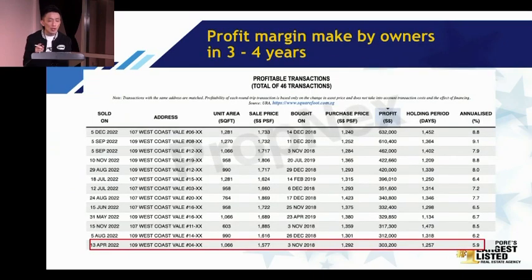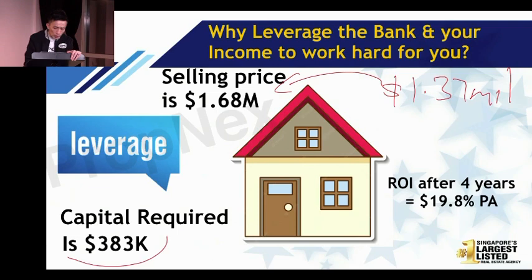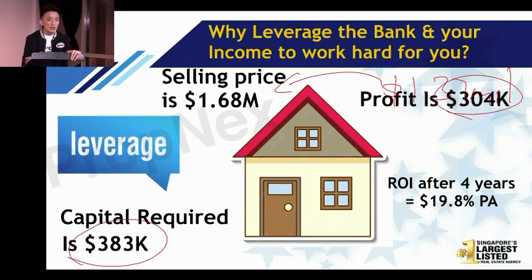Just look at this development, right? This is the one that I showed you. Basically, he bought the property at 1,200 plus per square foot, close to 1,300. He sold it for 1,500 per square foot, close to 1,600. His profit margin is about 300,000. This is exactly what I said just now: they bought the property at about 1.37 million, and he managed to sell it for 1.68 million. But actually he only took a capital of $383,000 and he made a profit of how much? 300,000. So his ROI for the last 4 years is almost close to 20% per annum.